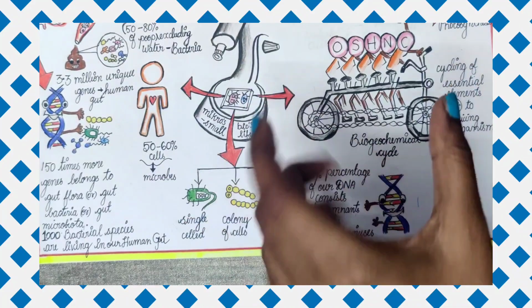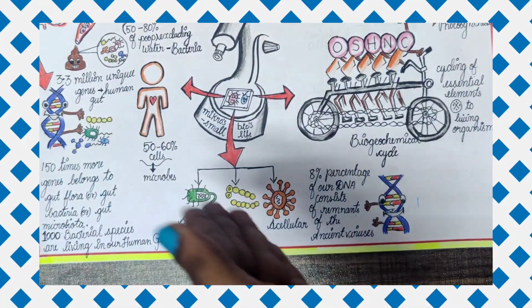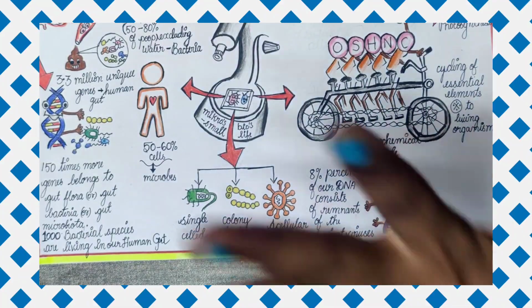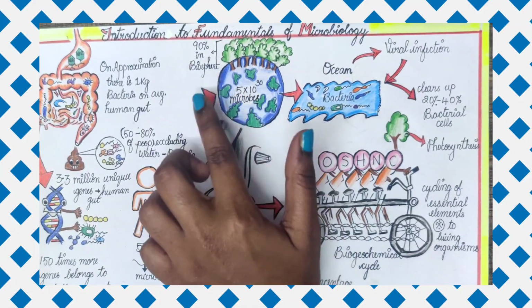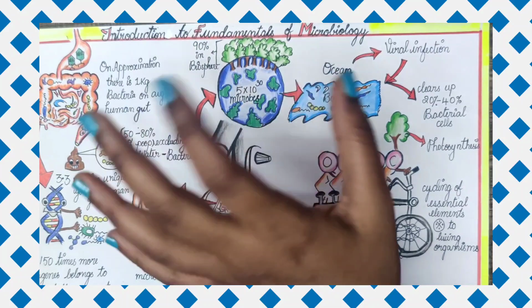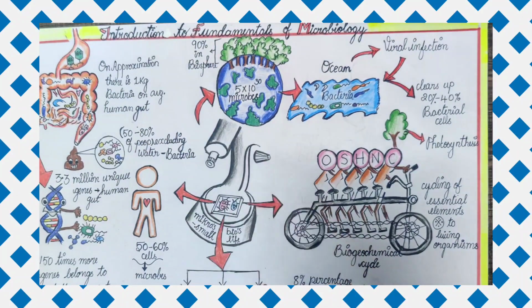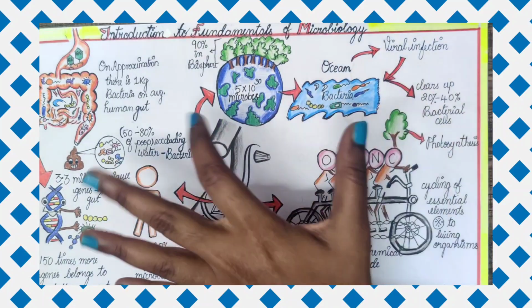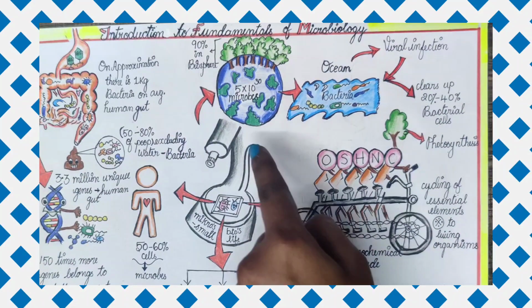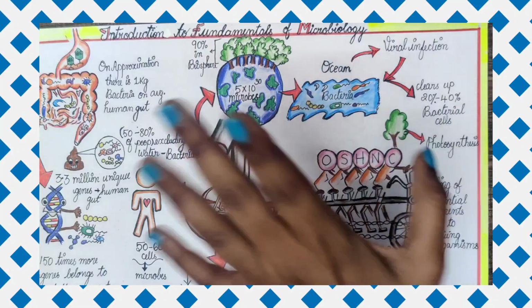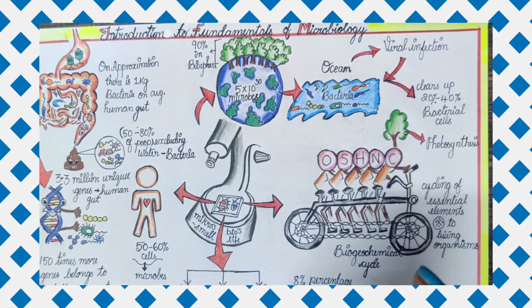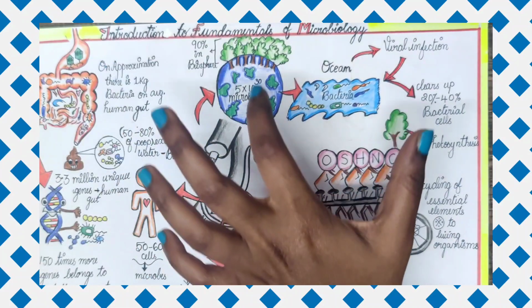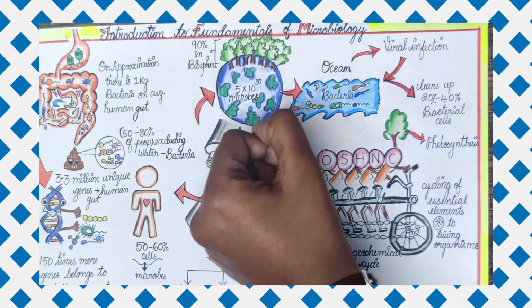If you want to focus on how hugely these microorganisms occupy our earth, let's move to our earth. 5 into 10 to the power 30 microbes have their shelter. Sounds big, no? 5 into 10 to the power 30. What does this number estimate? I think it is more than trillions. That is 5 times more than trillions.